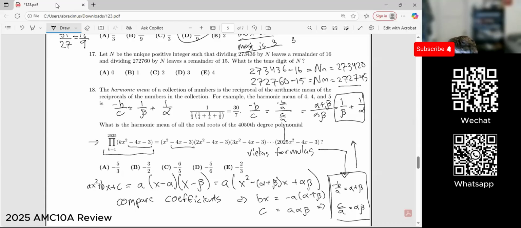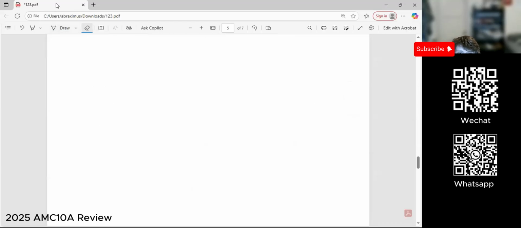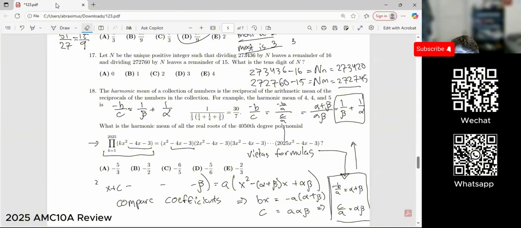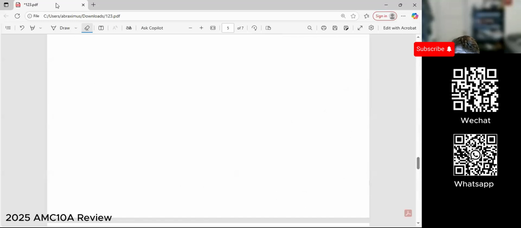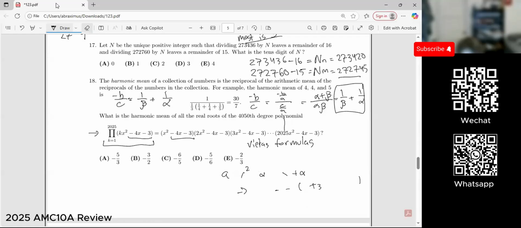So the sum of the reciprocals of the roots of the polynomial. I'm erasing Vieta's formulas because I need more space. The sum of the reciprocals of the roots of all of these are going to be the same, because it actually doesn't depend on k at all. So let b equal minus 4, c equal minus 3, so minus b over c is going to be equal to minus 4/3.